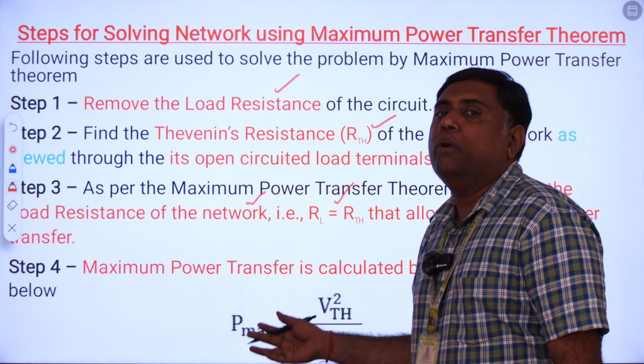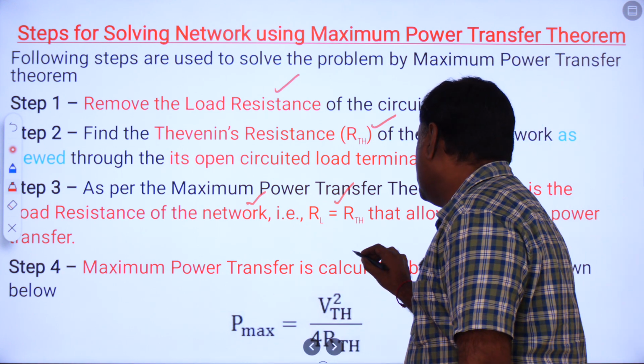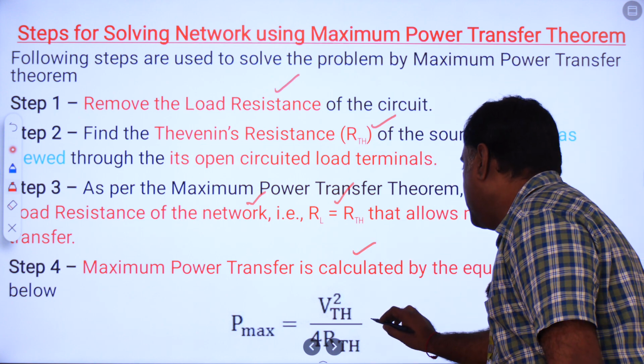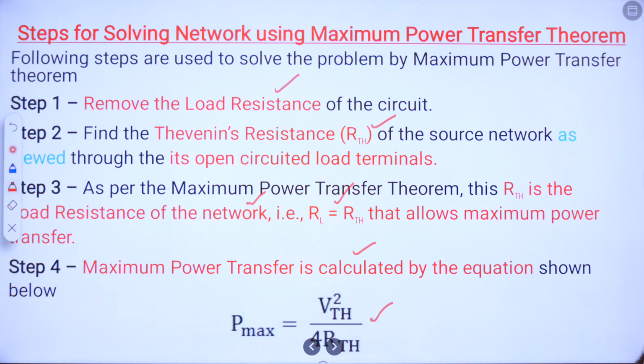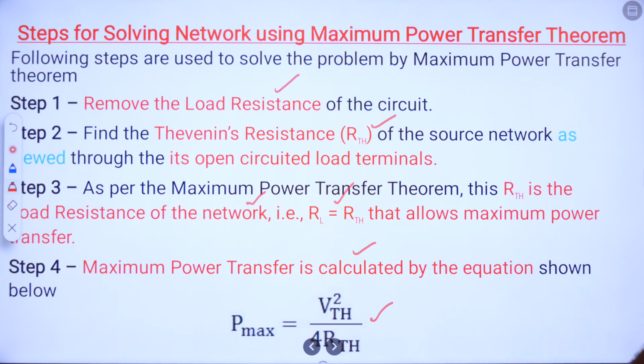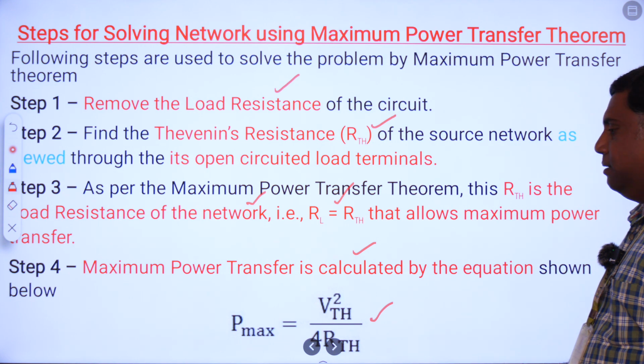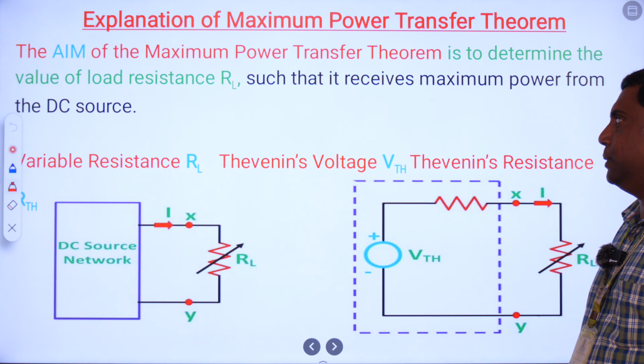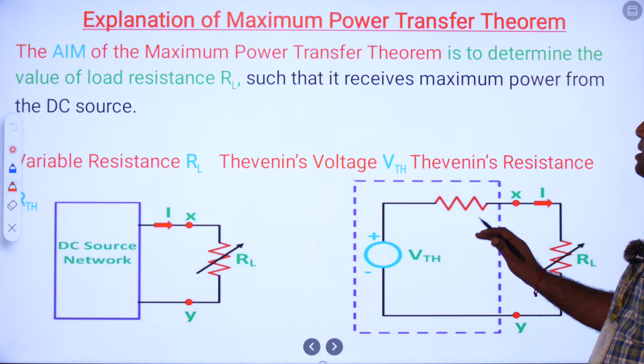So how can we find the maximum power? This is the equation: P max equals V Thevenin squared divided by 4 times R Thevenin. We can now move on to a simple network for explanation.